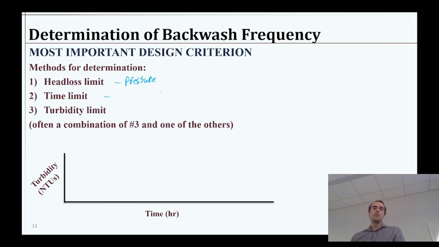So oftentimes this will just be kind of, you maybe call it heuristic or just practical knowledge or experience. And then the last one would be a turbidity limit. So as soon as you start seeing too many particles come through, ideally this is like before there are very many. So hopefully it's just kind of a slow increase.